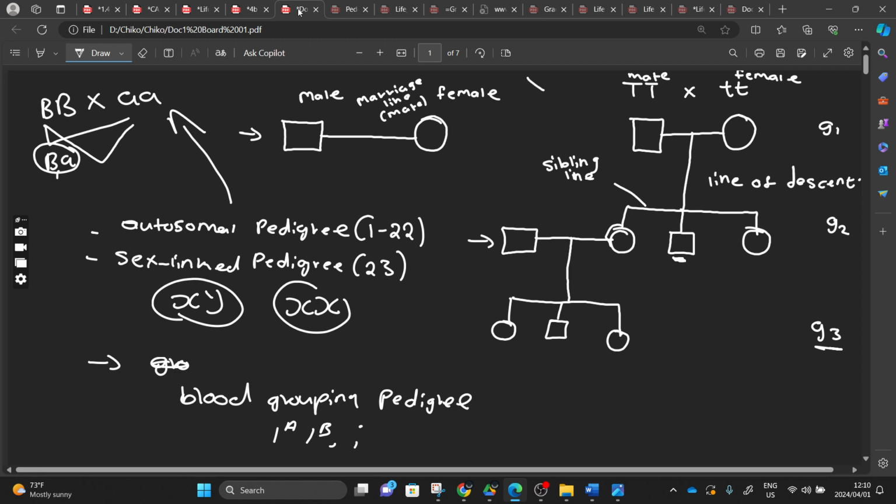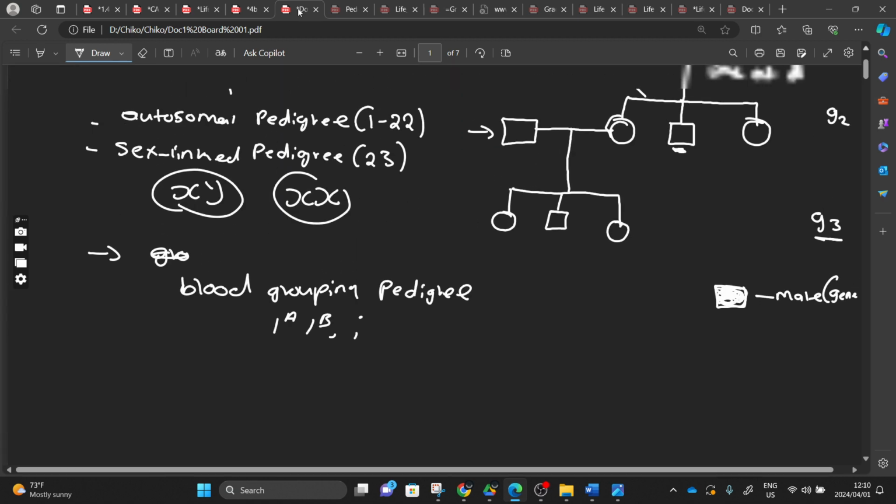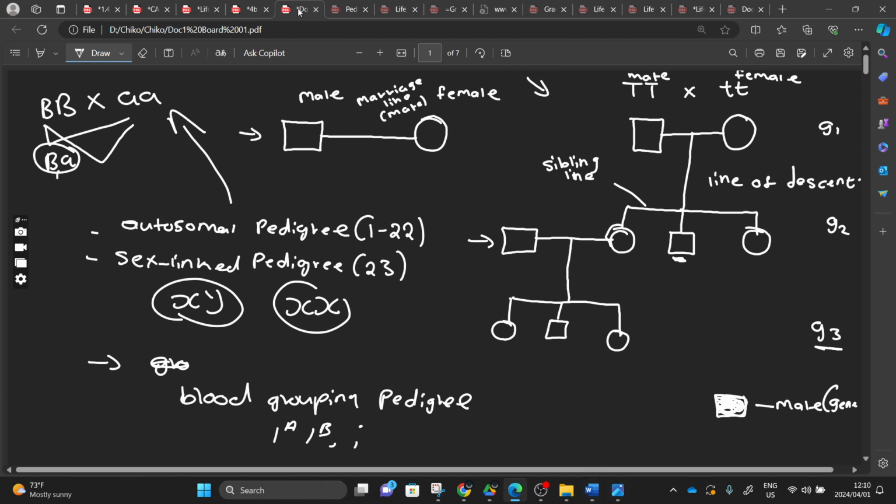So let's come back now to this side. Another thing, they will also give you a keynote. You will find that some of the squares are shaded. It means that it represents a male with a specific character, with a specific gene that they are talking about. And then we can also see a shaded female. It also means that this female has the gene that we are studying.